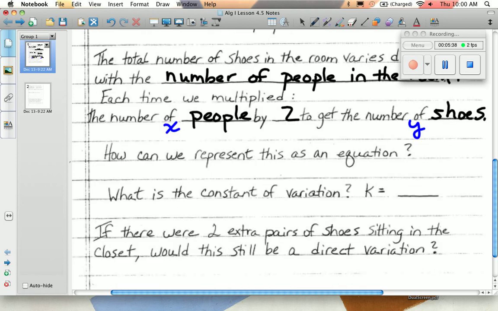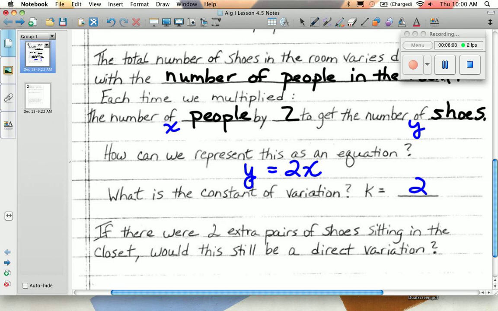So how do you think we could represent that as an equation? Abby? Y equals 2x. The number of shoes is equal to 2 times the number of people. Y equals 2x. So what's our constant of variation? 2.